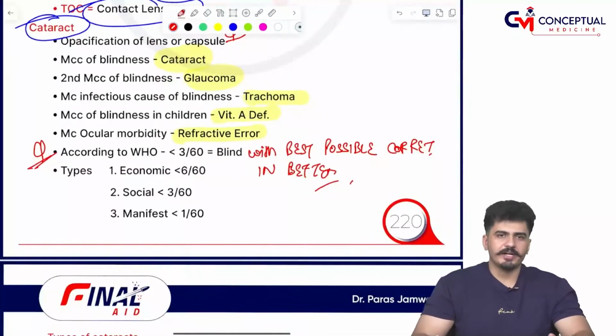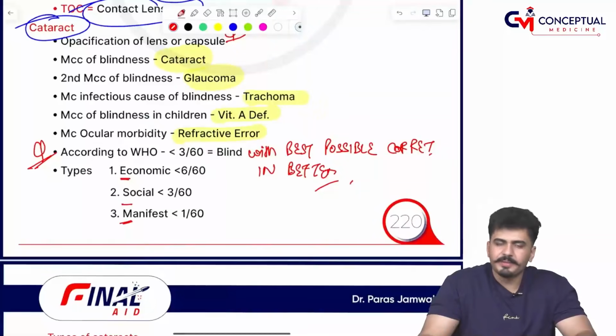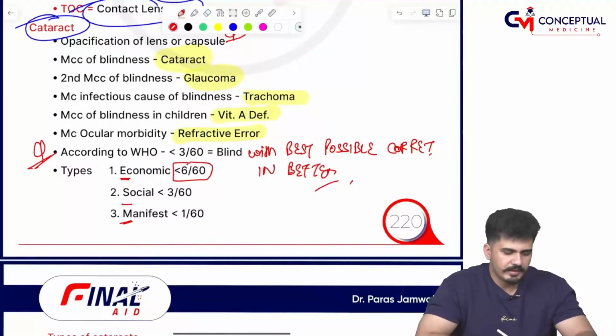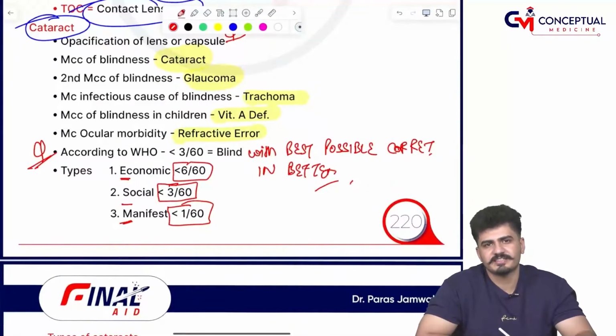Now we have divided blindness into three types. Like we study PSM, here we study ESM. Very simple to remember: economic, social and manifest. It is 6/60, 3/60, 1/60. So less than 6/60 is economic, less than 3/60 is social, and less than 1/60 is manifest.